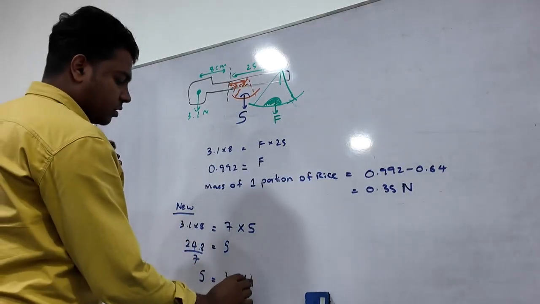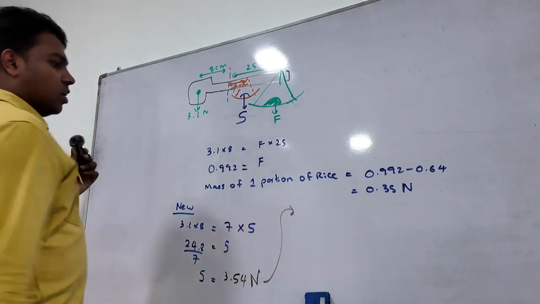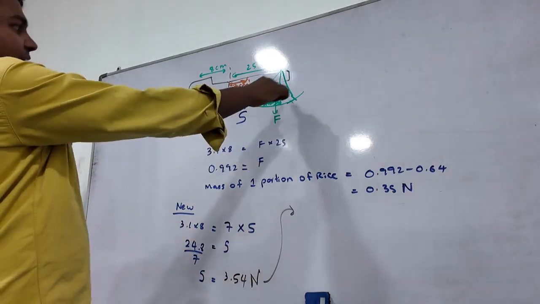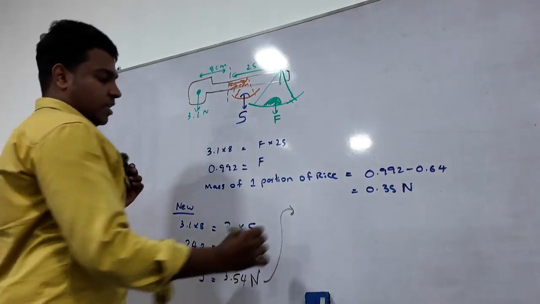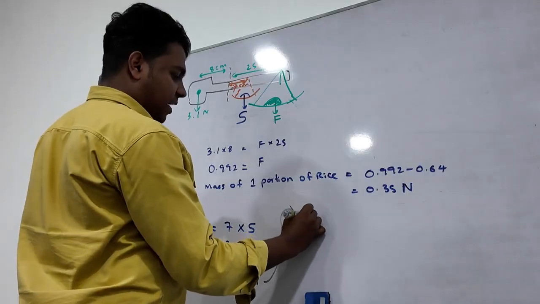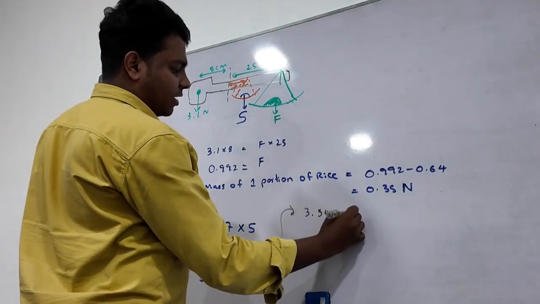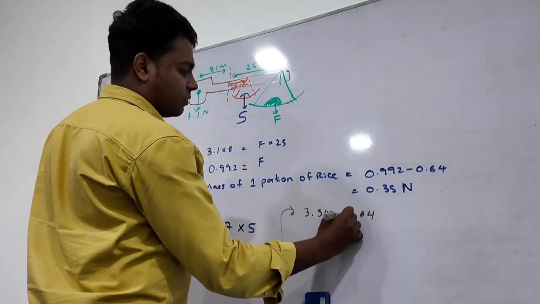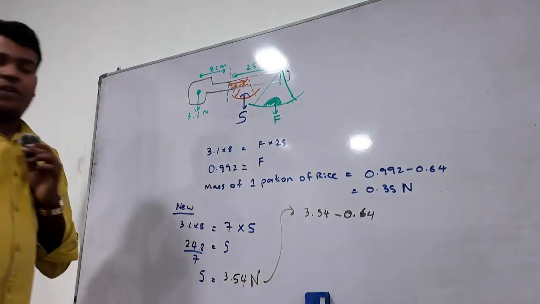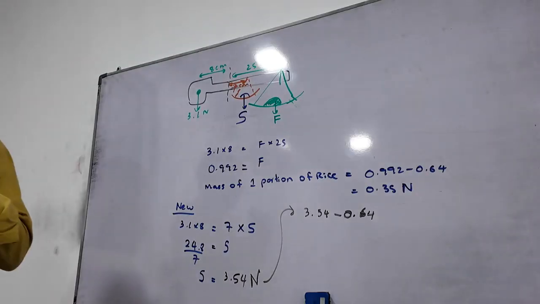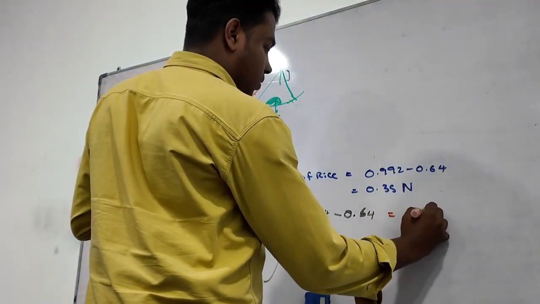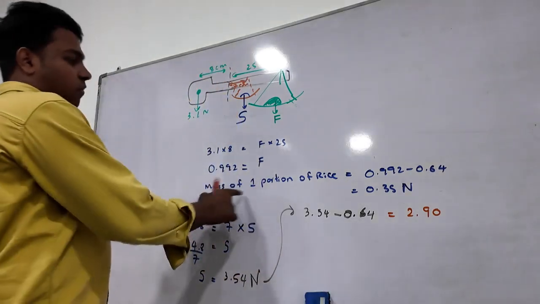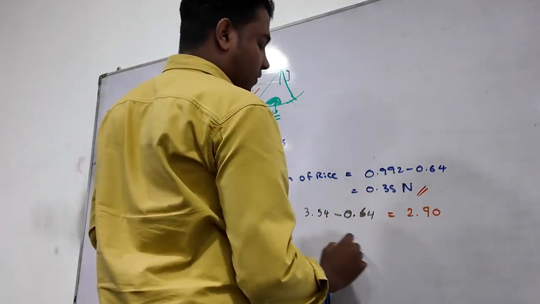Is it newtons? Yes. We know that the mass of the dish is 0.64. So what do we do? We subtract 0.64 from this 3.54. Then what are we getting? We are getting the mass of all the rice portions. So what is the answer then? 2.90, no? So we know the mass of one rice portion to be 0.35.